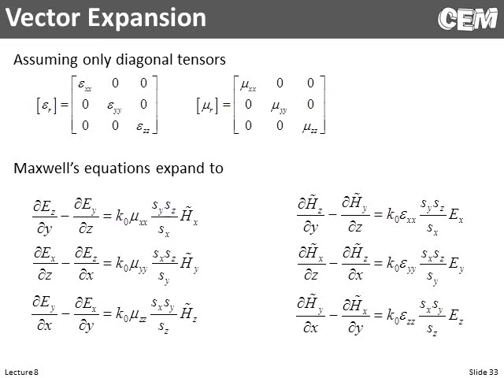So we expand Maxwell's equations with the PML, with diagonally anisotropic mu and epsilon, and we get our final equations that we have at the bottom. So those are our 6 Maxwell's equations that we should be quite familiar with by now, but now they have the PML terms in there.